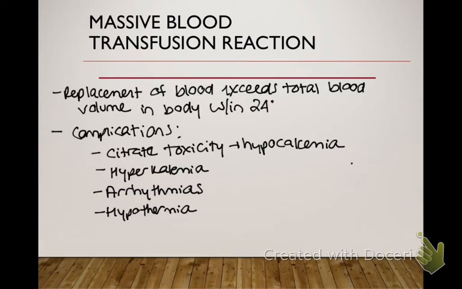All right, the citrate. We give citrate, it's added to stored blood because it binds to calcium. So if it binds too much and we're giving blood and it binds all the calcium, what's going to happen to our calcium levels? They're going to plummet. And again, we talked about the arrhythmias because of the hyperkalemia. They can also get hypothermic.